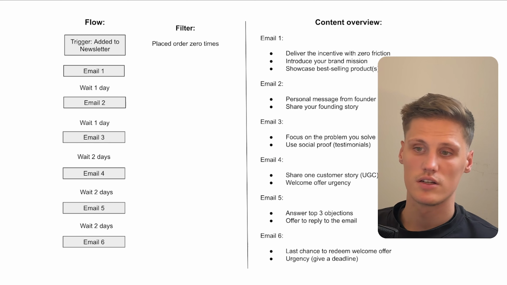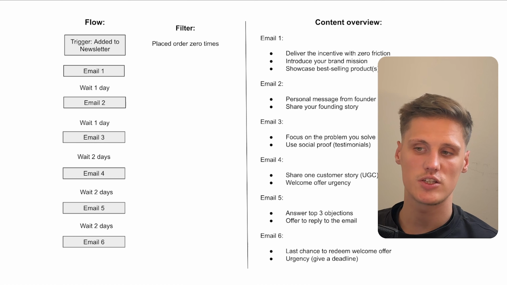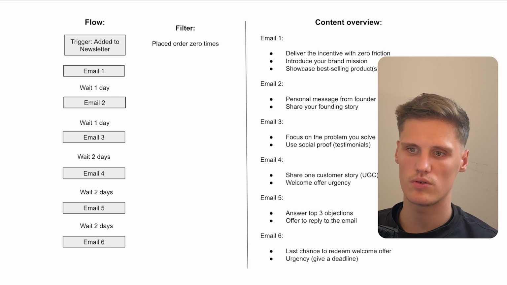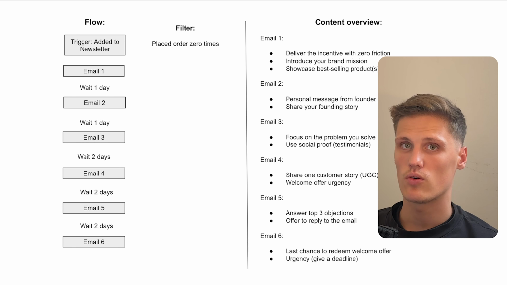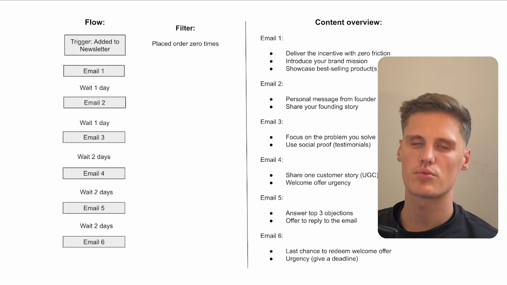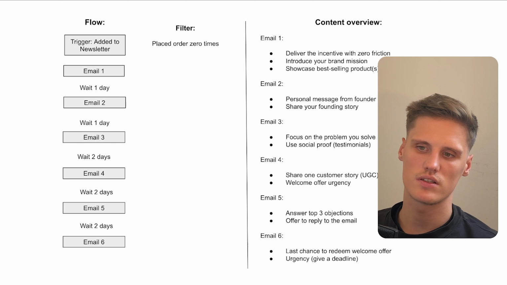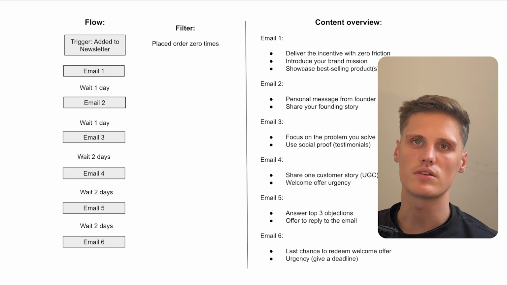So here is what the actual flowchart might look like in Klaviyo or any kind of ESP that you use. So as I mentioned, you use the trigger added to newsletter. The filter is placed order 0 times because you don't want existing customers to receive this flow. So the first email you send right away, and then you wait 1 day, or depending on if the product that you sell is more expensive, then you can also drag this welcome flow out to like 30 days if you think that the buying cycle is longer for your brand.